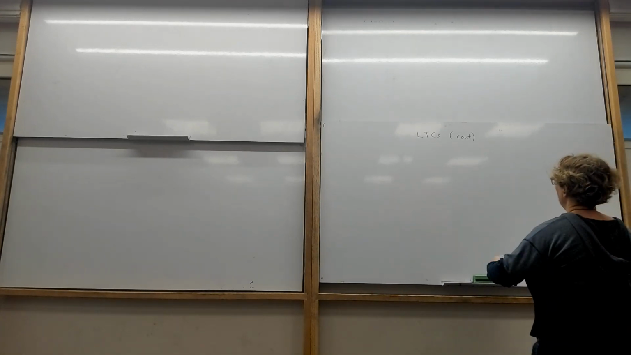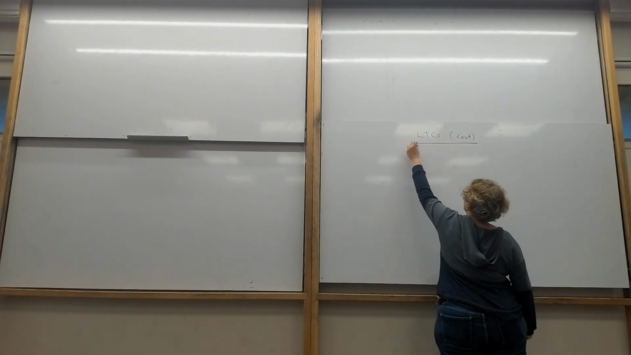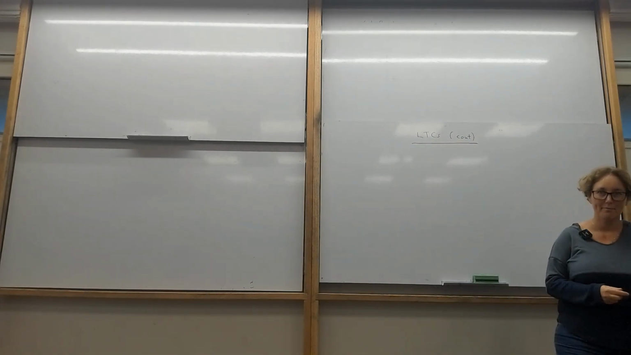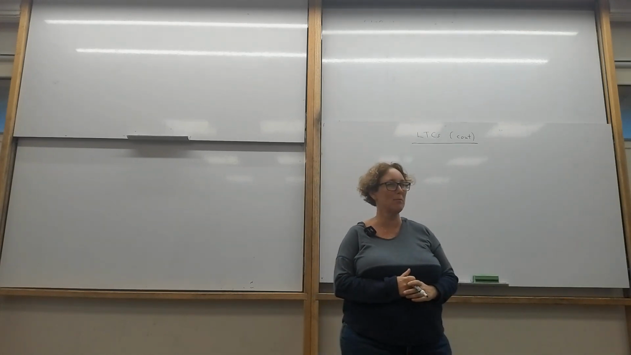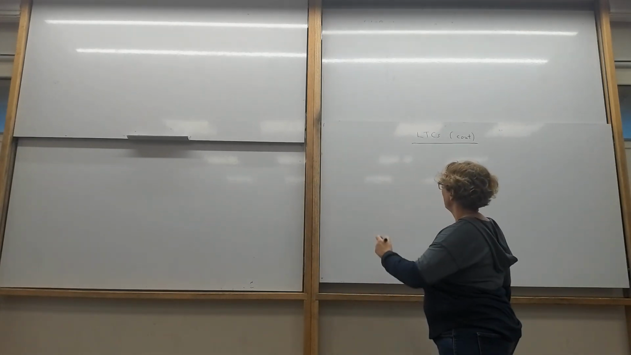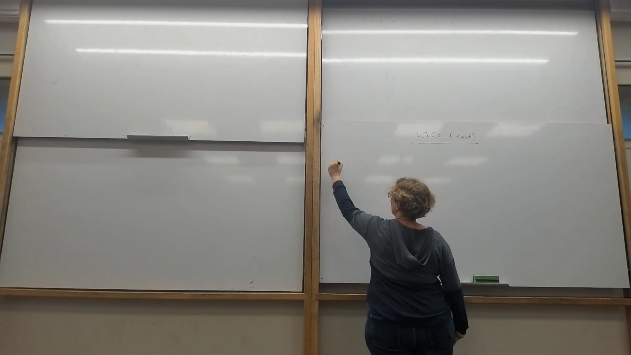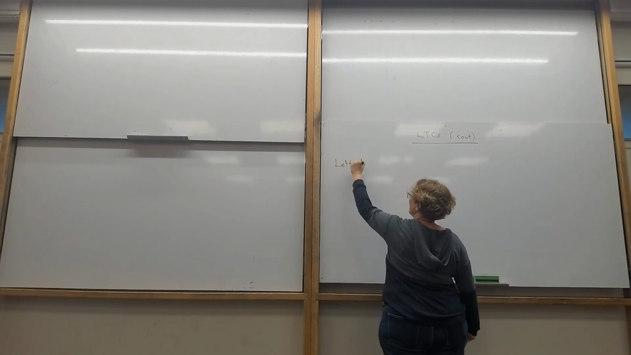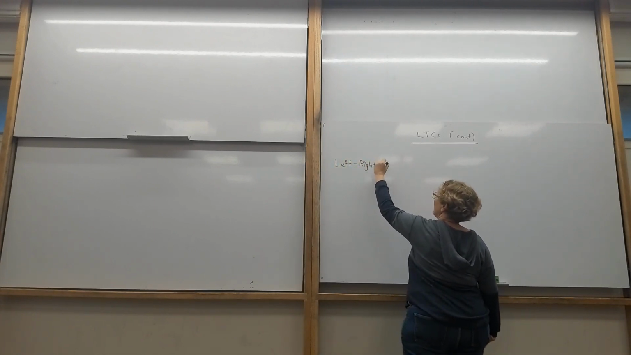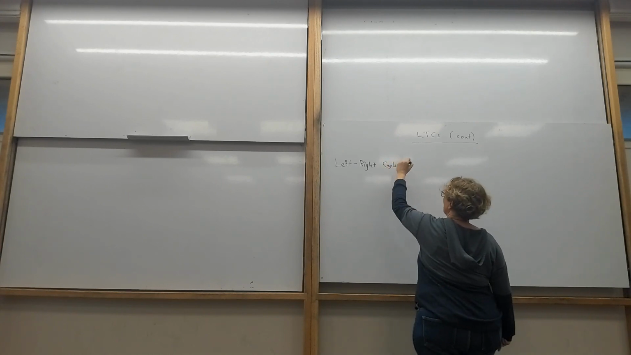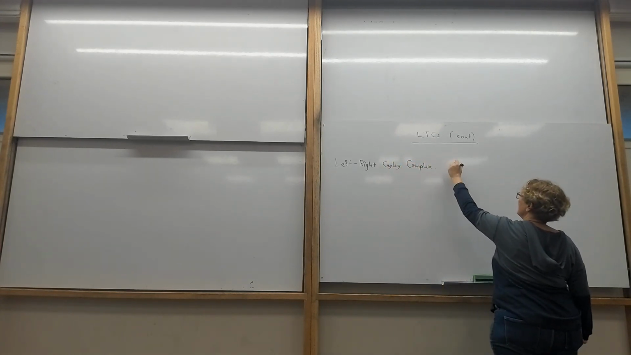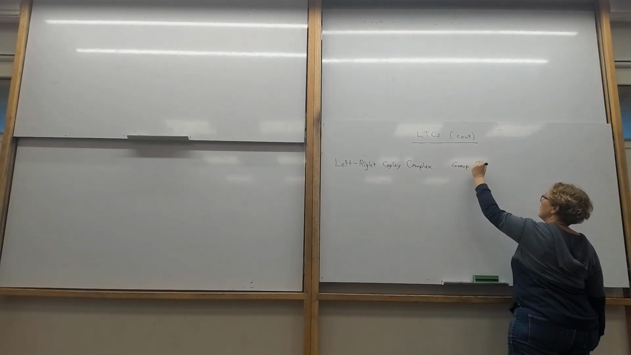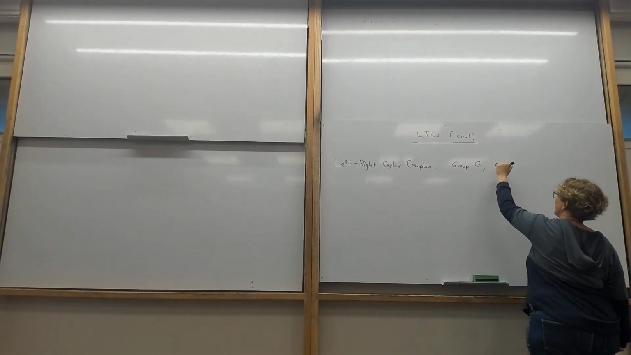All right, so last time we talked about locally testable codes, and we talked about the left-right Cayley complex. We had this object. So we had a group G and two sets of generators A and B.